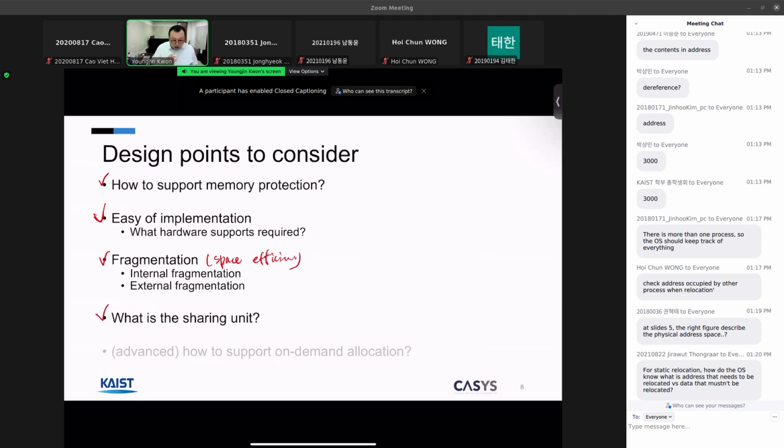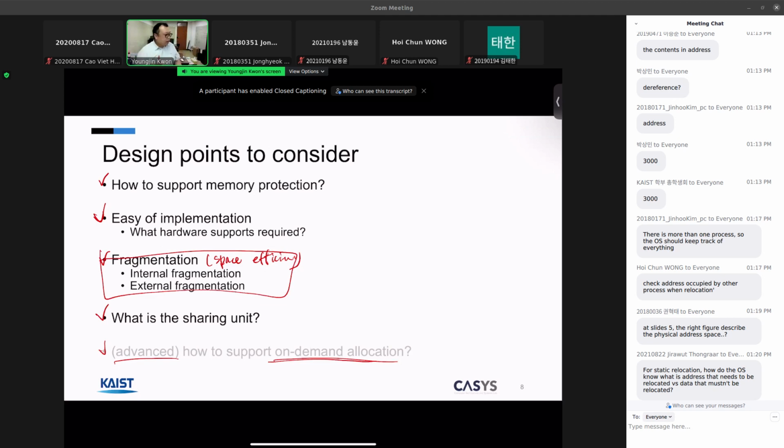And third, in case of sharing, what is the basic unit for sharing? So, sharing granularity. Third, we're not talking about this time, but after learning paging, how to support lazy on-demand allocation. Also 3 points. For base and bound, segmentation, and fixed allocation, it doesn't support on-demand allocation. So it's not in the context, but after learning paging, we're going to talk about on-demand allocation.